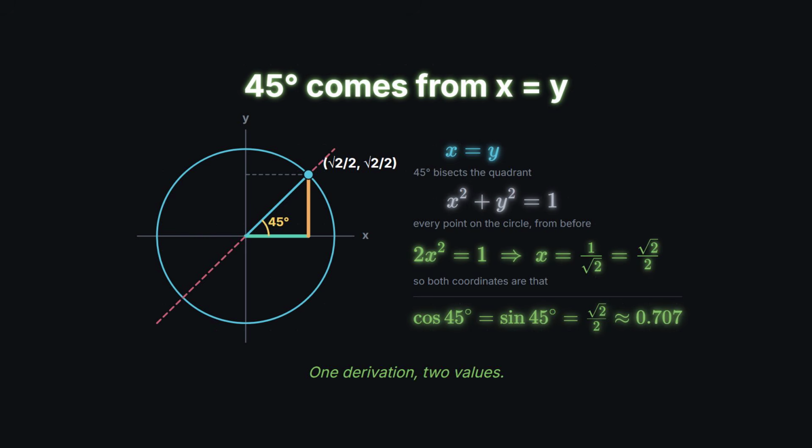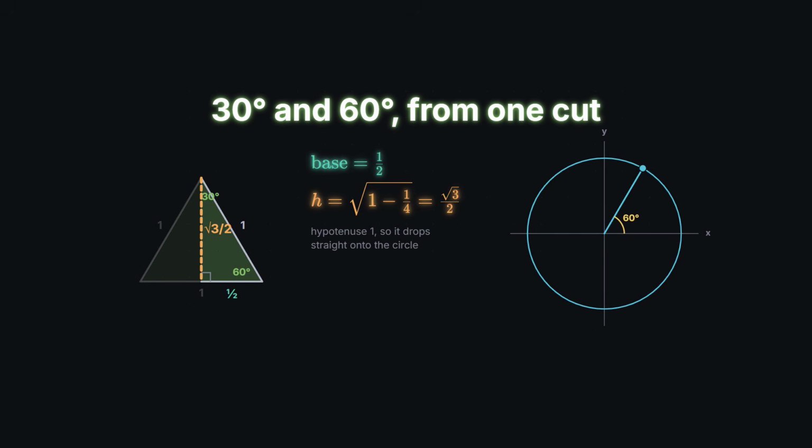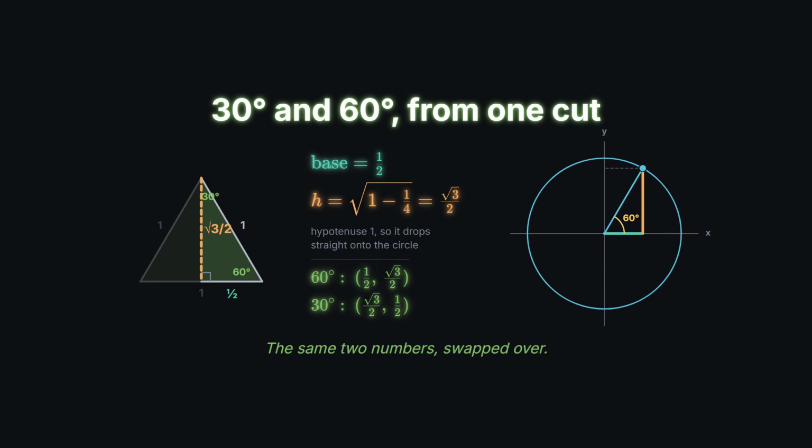One derivation, two values. Now 30 and 60, and one picture gives you both. Take an equilateral triangle with every side equal to 1. Every angle in it is 60 degrees. Cut it straight down the middle. The base is halved, so it is 1/2. The cut is the height, and Pythagoras gives it. 1 minus a quarter, square rooted, is root 3 over 2. That half triangle has a 60-degree angle, a 30-degree angle, and a hypotenuse of 1, which is exactly our circle picture. So at 60 degrees the point is 1/2 across and root 3 over 2 up. At 30 degrees, the same two numbers, swapped over.